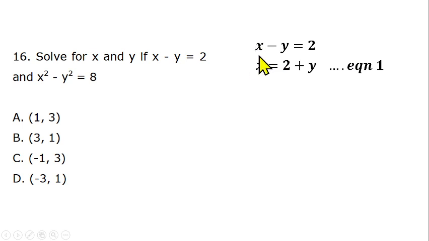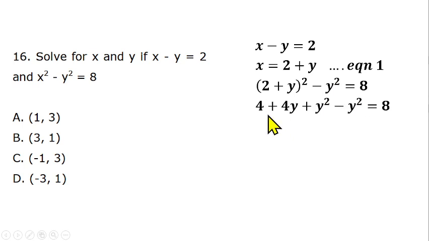From there you can make x subject of the formula so that you can use substitution method. So that means you have x is equal to 2 plus y. I call that equation 1. Then from there we can now substitute this equation 1 into equation 2. So wherever we see x, you put 2 plus y. So that means you'll be having (2 plus y) squared for our x squared here, minus y squared equals 8. Expand this bracket, you'll be having 4 plus 4y plus y squared, then minus y squared equals 8.